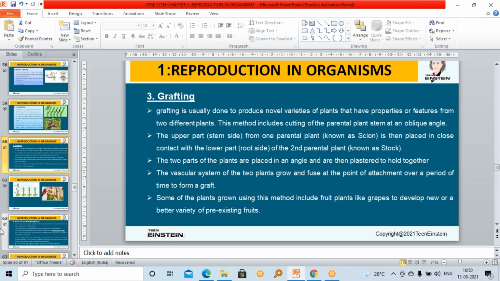For what purpose are we mainly using this method? Grafting is done to produce a new variety of plants that have properties of two different plants. In the starting I said, just to produce a different variety of mango or something, we are selecting two plants which have two good characters, two features. In plant A, one feature is good, and in plant B, another feature is good. So to combine both features, we are selecting a method like grafting. Through this method, we can produce a new variety of plant having the best features of two different plants.